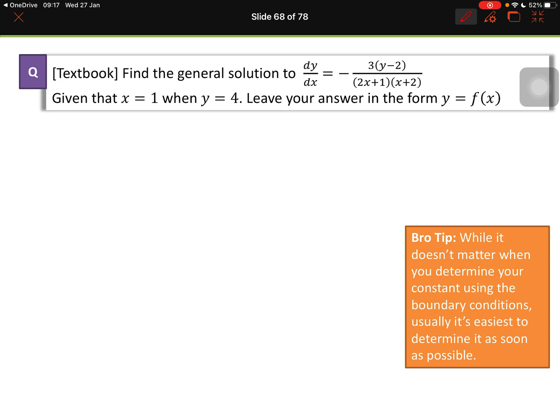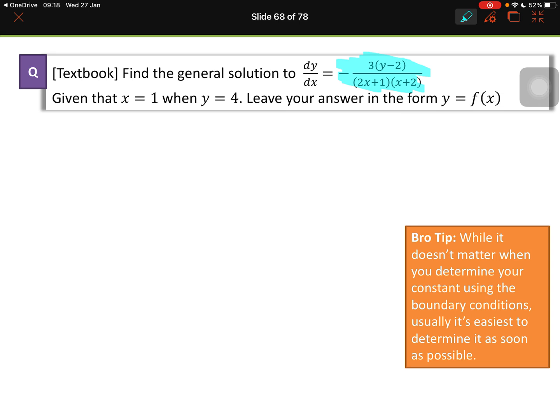Okay, what we've got in front of us: find the general solution to dy dx equals minus 3 lots of y minus 2 over 2x plus 1 times x plus 2. I'm hoping you see this and straight away think, I'm going to have to use partial fractions to integrate. I've got a fraction with a product on the bottom. In order to integrate it, I'm going to have to use partial fractions somewhere along the line.